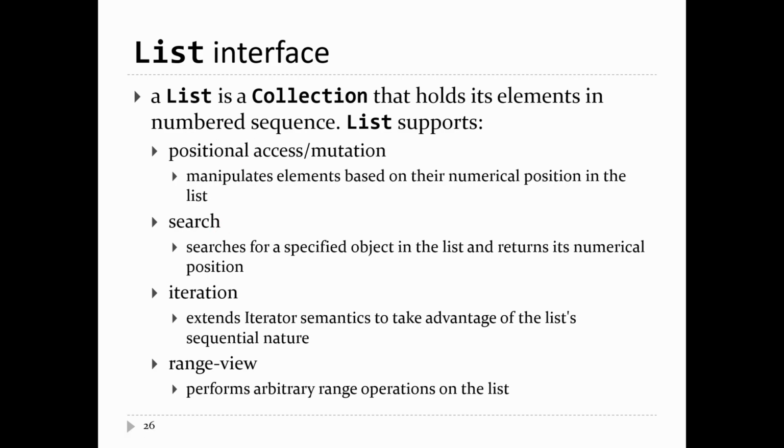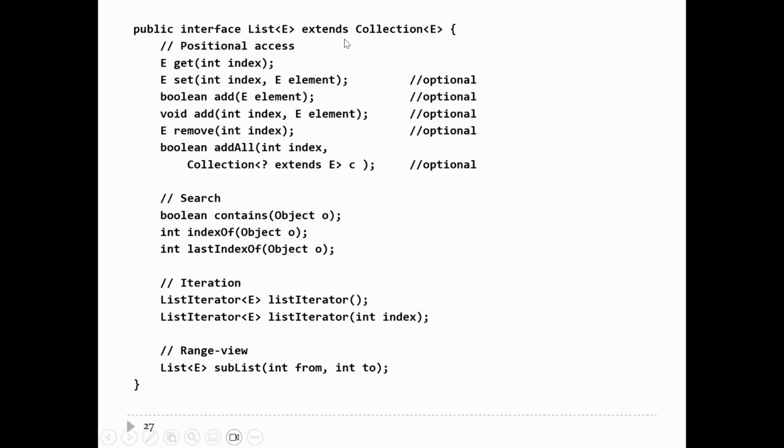You can search a list, asking for its numerical position in the list. You can iterate over a list, of course, and you can also perform a bunch of what are called range view operations on a list. In other words, you can do something like get a sublist from a list. And so list adds a bunch of extra methods that take in one or more integer indexes.